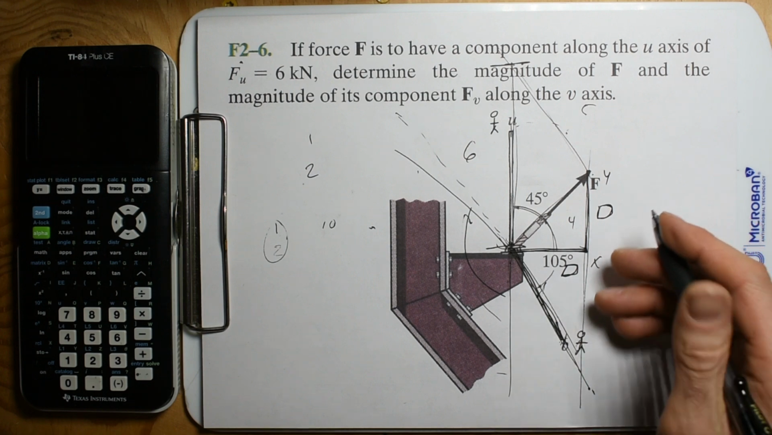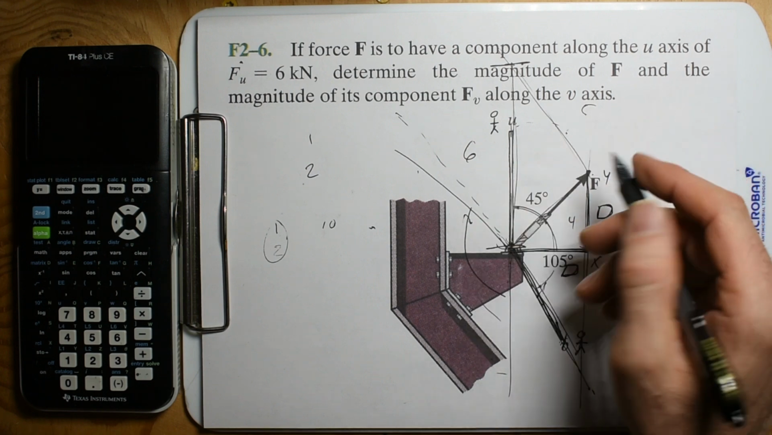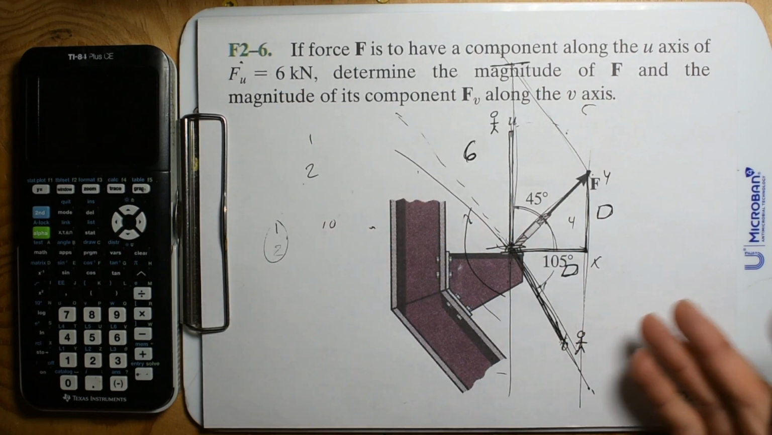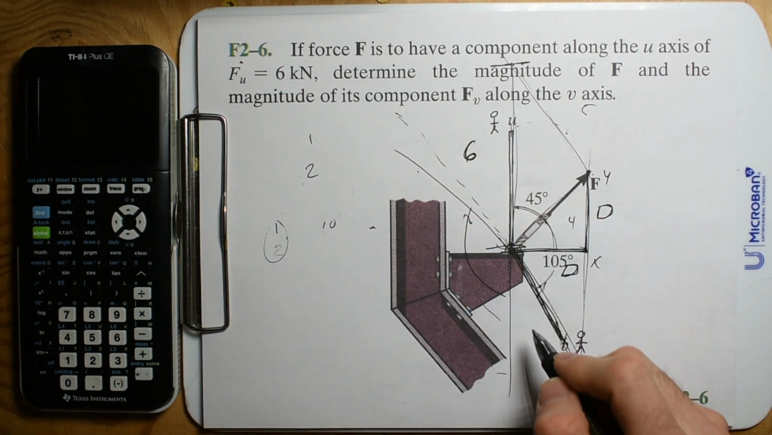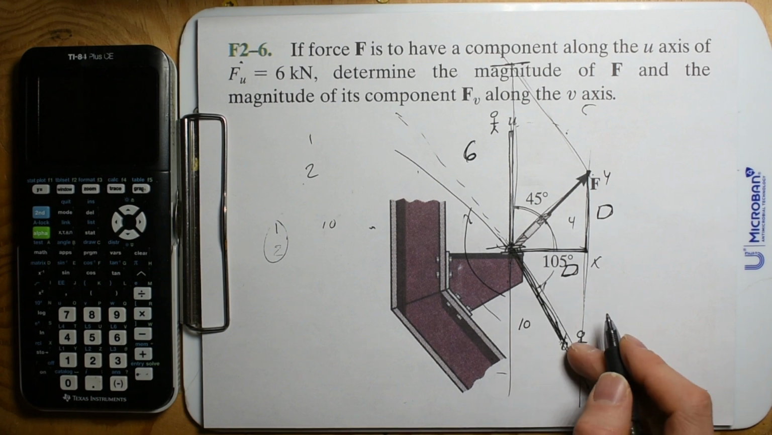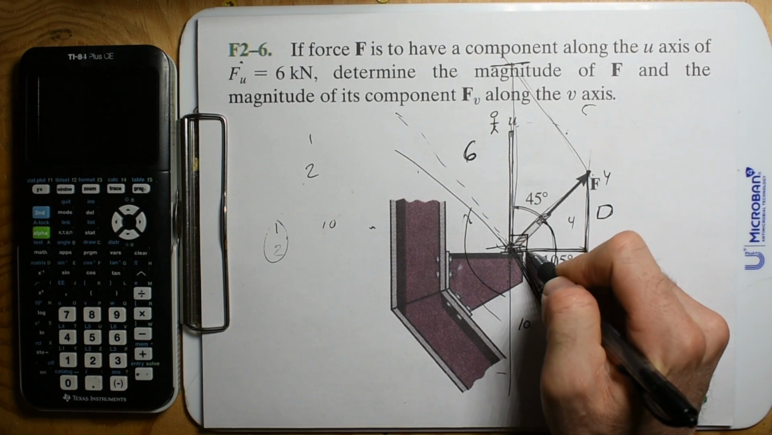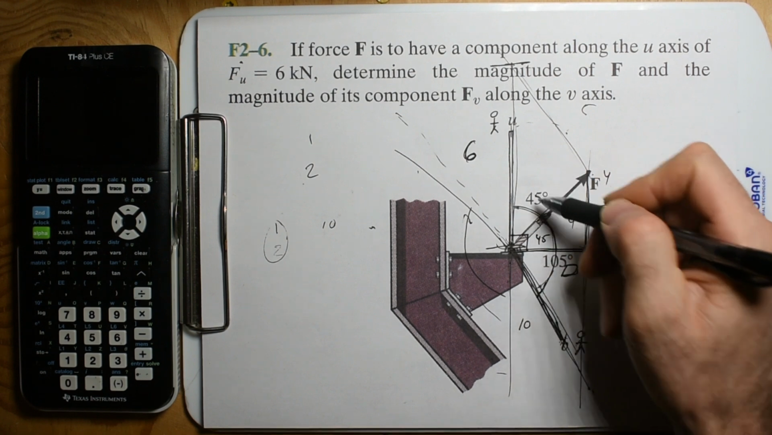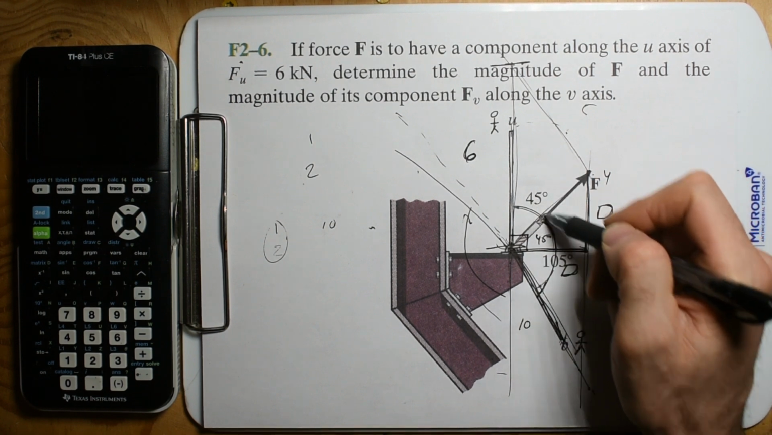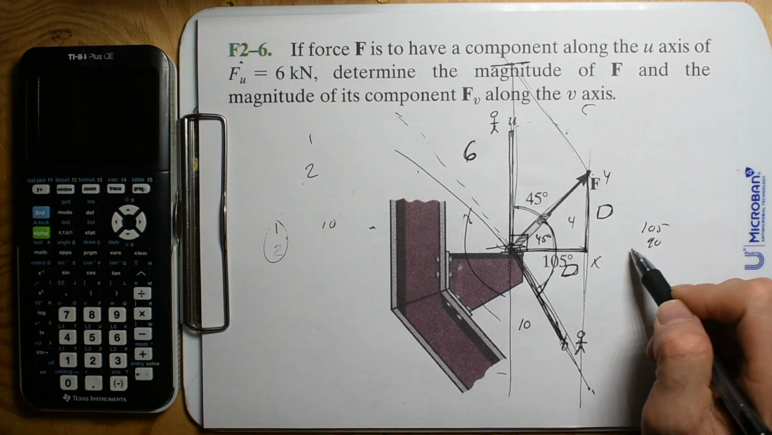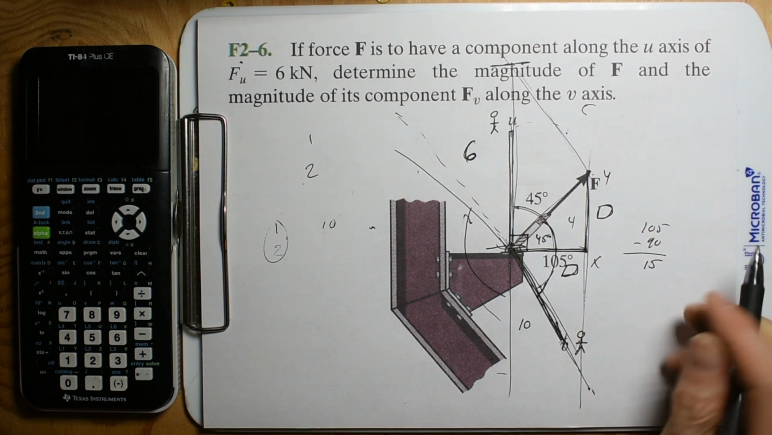One thing that we're going to do is just kind of throw a number in. So this has to be 6. That's our starting point. This can be whatever. So let's throw in 10. Now this angle is 105. This is 90. So this is 45 and 45. This is 90. So 105 minus 90, that's going to be 15.